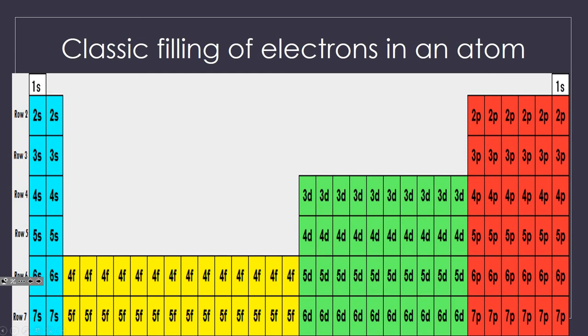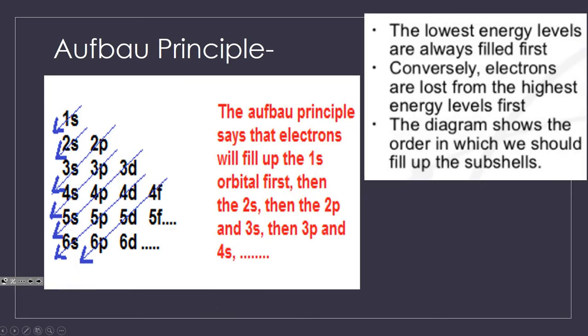Now, this is how it would normally look. But what happened is we took the F down and put it down below so that we could actually read the symbols. Because if we put the F up in there, the symbols would be teeny and we couldn't read it. But what happens is it fills according to what we call the Aufbau principle.